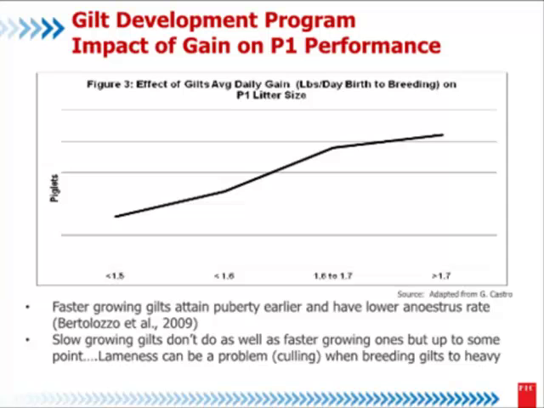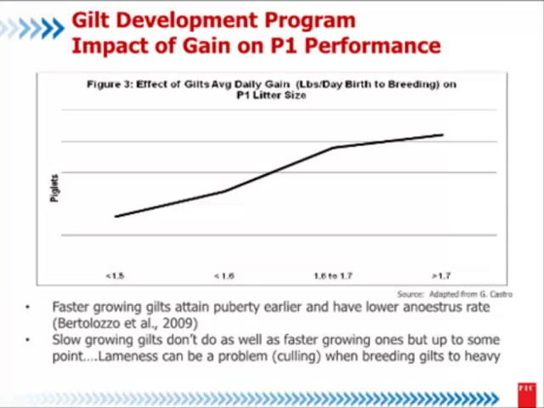A slide here, adapted from some work that Gonzalo did, looks at the impact of lifetime average daily gain of the gilt on their P1 litter size. And what this clearly shows is we have higher performing, growthier gilts that we still identify, find in heat, and breed at the right age and weight. That's the tool for us to maximize that first litter parity performance.